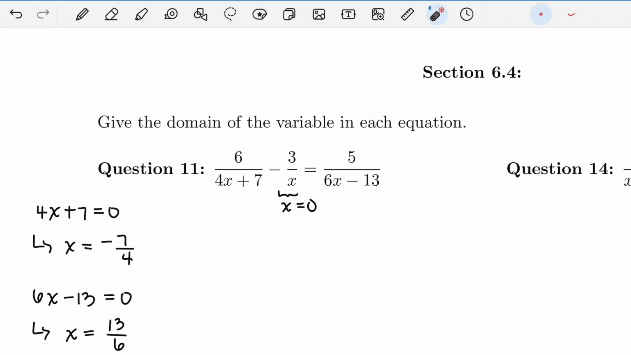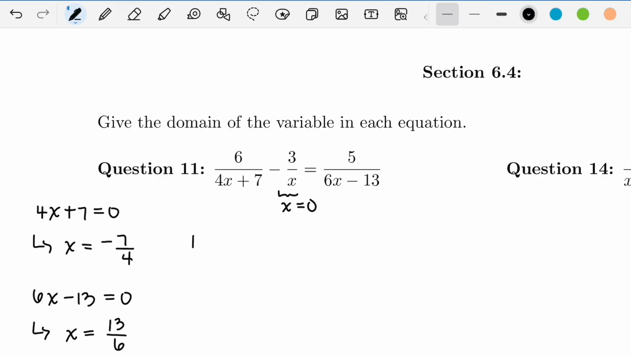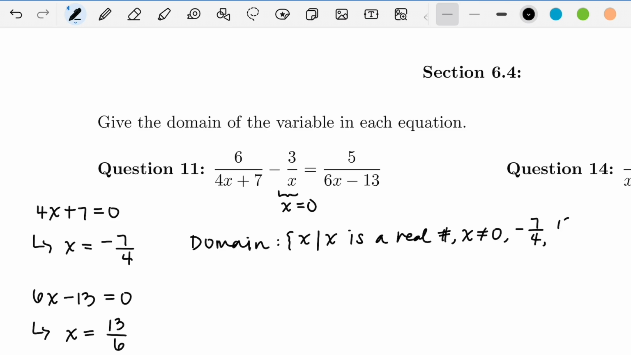So we can conclude from this that the domain of this rational equation here is all real numbers except 0, negative 7 over 4, and 13 over 6. So we can write this in set builder notation here. We do so like this. We say x such that x is a real number and x is not equal to 0, negative 7 over 4, and 13 over 6.